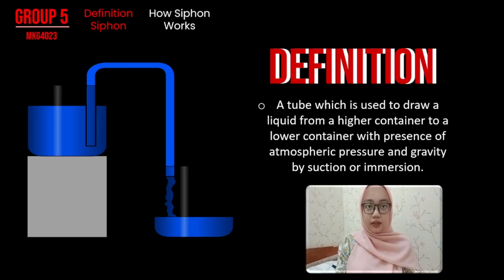We will present about siphon and cavitation. Now, I will introduce siphon first. A siphon is a tube which is used to draw a liquid from a higher container to a lower container with the presence of atmospheric pressure and gravity by suction or immersion.